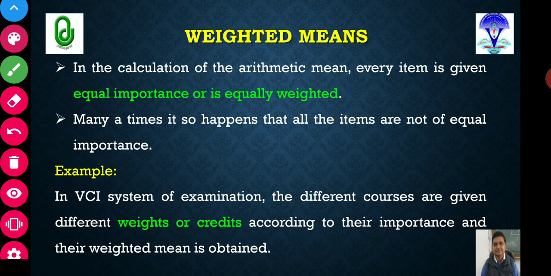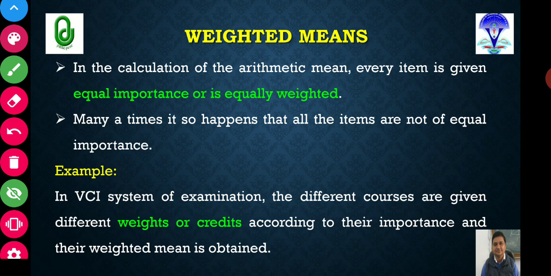Now the last of these means, the weighted mean. In the calculation of the arithmetic mean, every item is given equal importance, or is equally weighted. If you remember, the formula was x1 plus x2 plus x3 plus up to xn divided by the total number of observations. That means all the values x1, x2, x3 up to xn are given equal weightage.